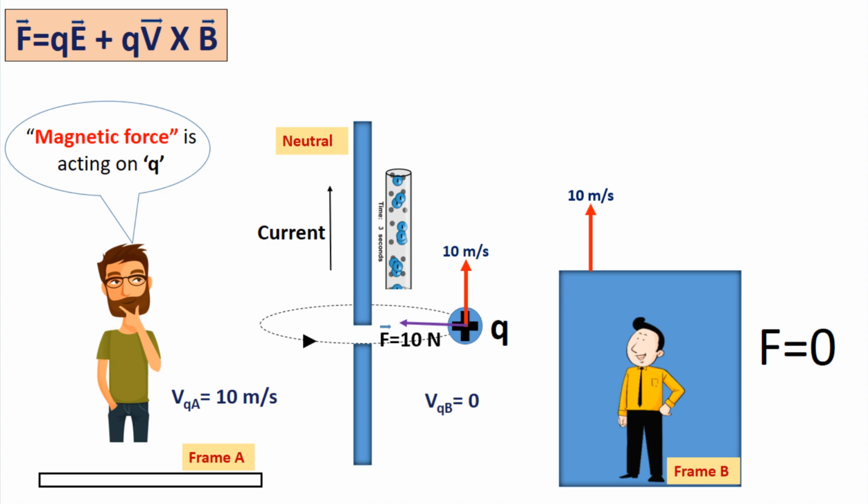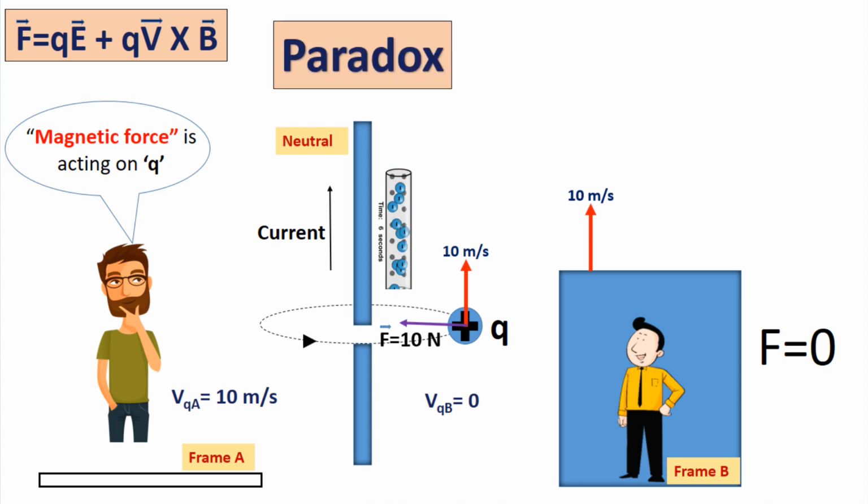But how can this be possible? It leads us to a paradox. How can the same particle be attracted and not attracted towards the current carrying conductor at the same time? There's something wrong in our reasoning. The force with respect to frame B cannot be 0.